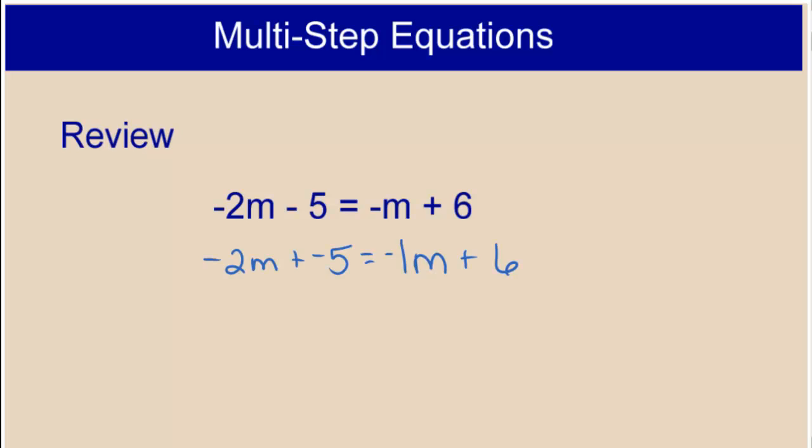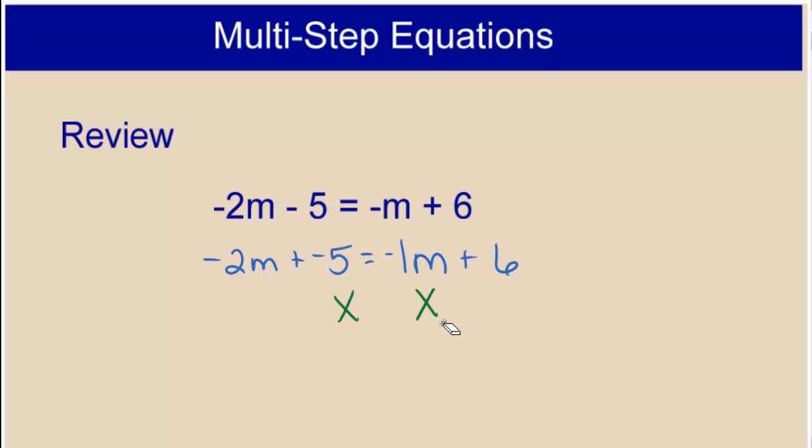First, you need to change all subtraction to addition and all division to multiplication, which we don't have, so we don't have to worry about it. In the next step, we want to have all of our variables on the left-hand side, and we want to have all of our constants on the right-hand side. So what we're going to be doing is getting rid of the variables that are on the right-hand side and getting rid of the constants that are on the left-hand side.